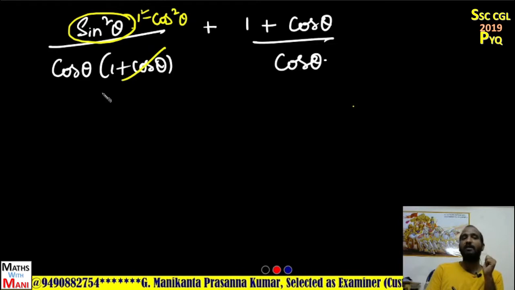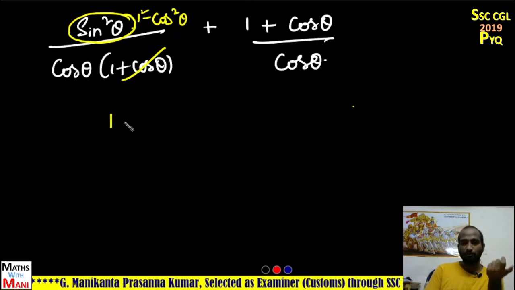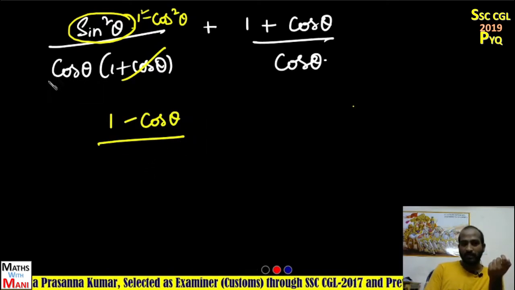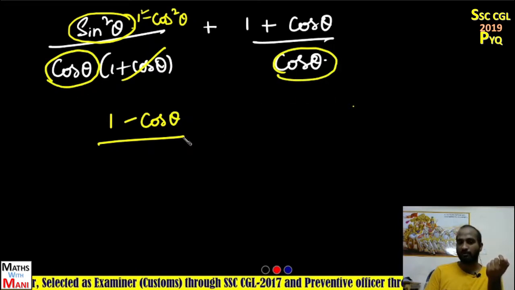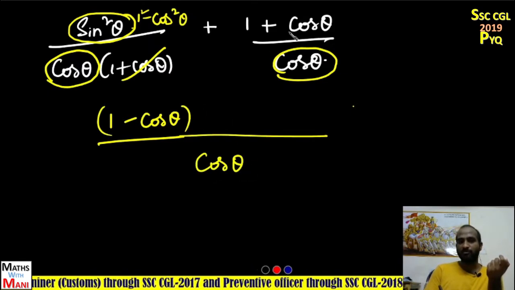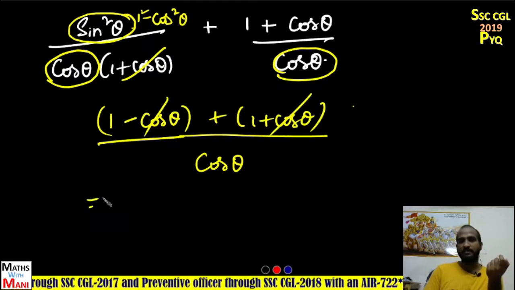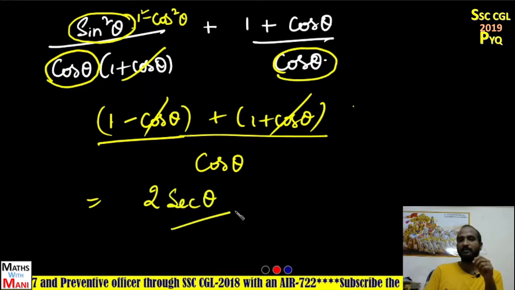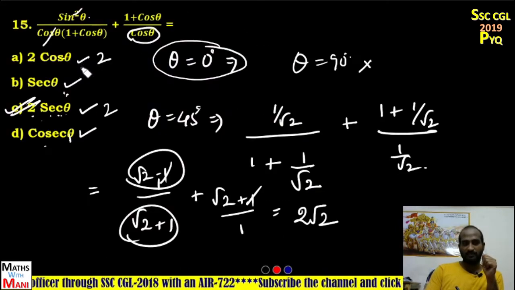In the denominator, we have 1 plus cos theta, so it will be cancelled out. So what should be the numerator? 1 minus cos theta by cos theta. In the first term the denominator is cos theta, and in the second term also we have the same denominator cos theta, so directly I can add the numerators. Here 1 minus cos theta and here 1 plus cos theta. So cos theta cancels. 1 plus 1, 2 by cos theta. 1 by cos theta is nothing but secant theta. So 2 secant theta is the correct answer.